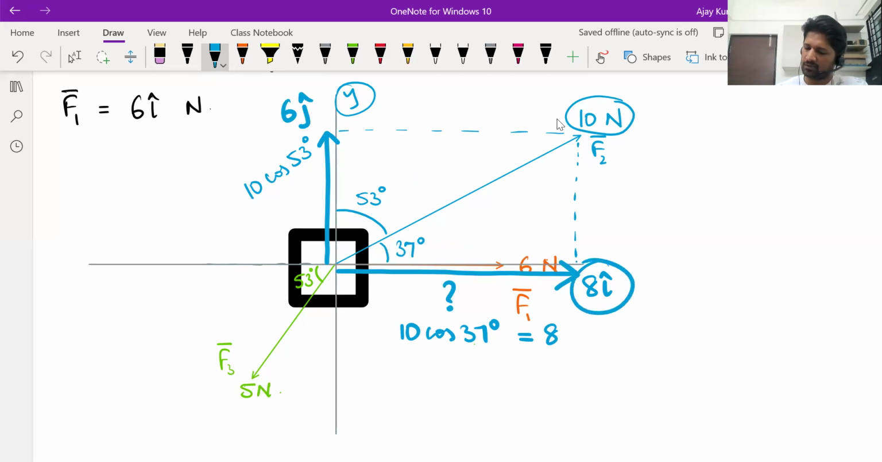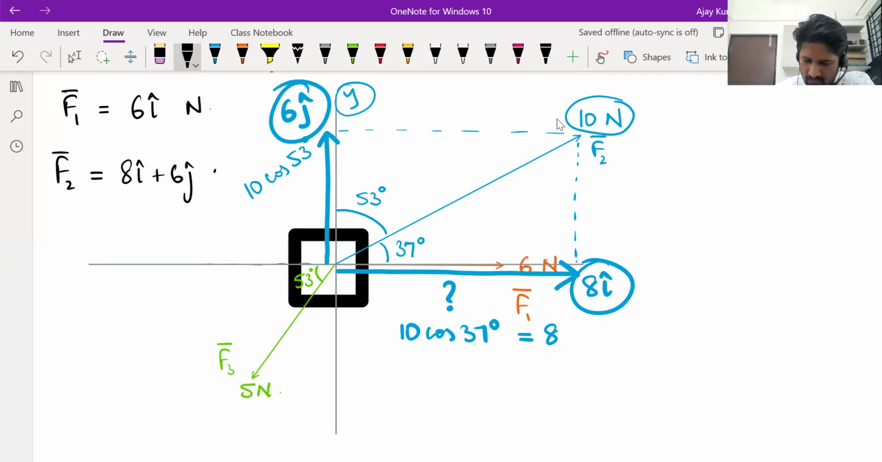So 8 I cap is one of its components, 6 j cap is the other component. So Aishwarya, tell me how to express that vector F2 in terms of I cap j cap mathematically. Sir, 8 I cap plus 6 J cap. Correct. Newtons.